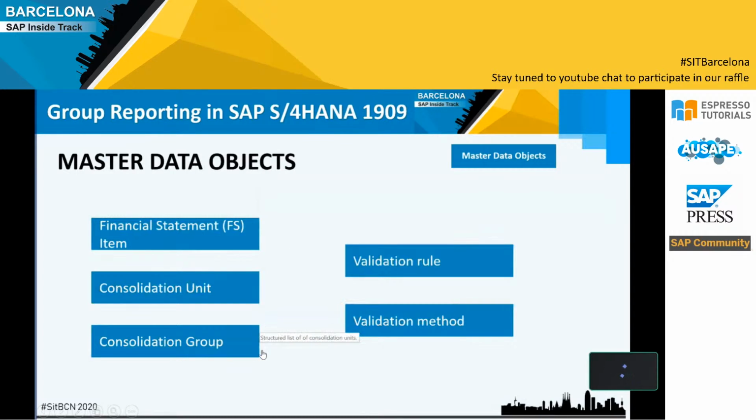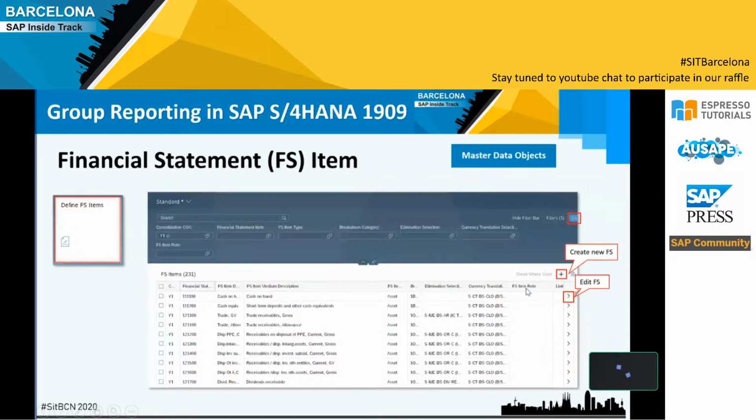Then we have the consolidation group that is the list of all the consolidation units that belong to the same group. And then we have validation rule and validation method. Validation rule is the different conditions that we need to check during the closing process. And the validation method is the group, the list of all the different validations. We will see in the coming slides.